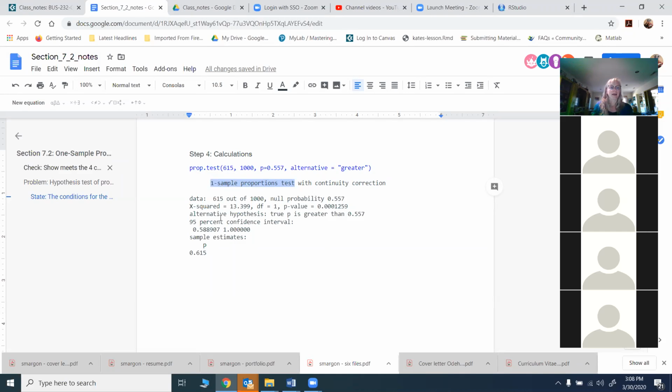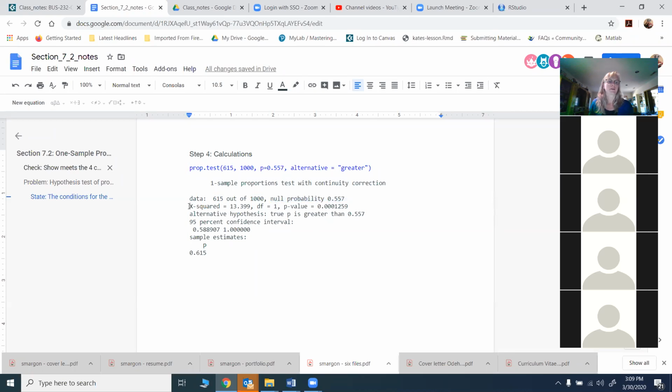Then it tells me what data I typed in. This is a good way to check: did I actually type in the right numbers? It was supposed to be 615. Make sure that's what it was in the problem, your number of people who said yes. Out of 1,000, that should be your N, so make sure that number was correct. It's also telling you what your null hypothesis was, that I wanted to put in 0.557 for my null probability.